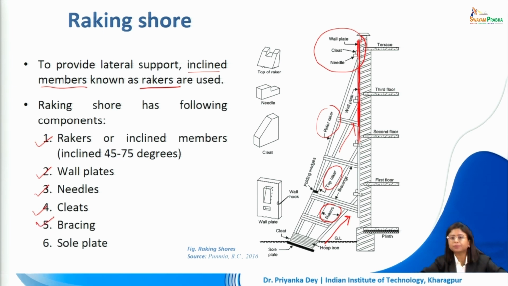To provide additional support, we also use bracings. These bracings, as you can see, are members which are at 90 degrees to the rakers for additional support. And we also have something called a sole plate, which is right at the bottom of the raker, where the raking shores are taking support from the ground to support this adjoining wall. So, in case of a raker, the top portion of the raker is shaped as such, as shown in this figure. This is where the needle and the cleat is going to come in, and we are going to attach this wall plate and the raker to the unsafe wall that needs our support.